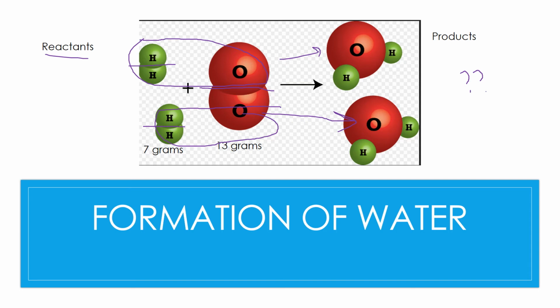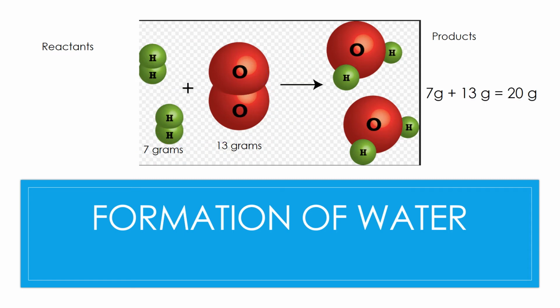Okay, so back to the grams. If I have 7 grams and 13 grams, how many grams do I end up with? Well, it's simply just adding. So 7 grams of hydrogen and 13 grams of oxygen would give me 20 grams of water. So nothing is lost in our law of conservation of mass because nothing left. Now, how can things stay?